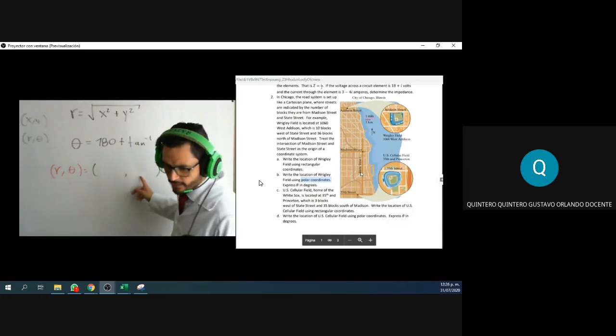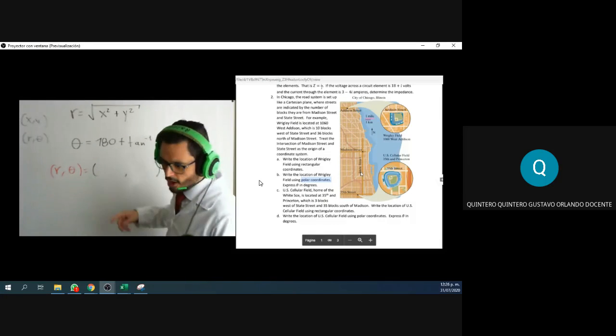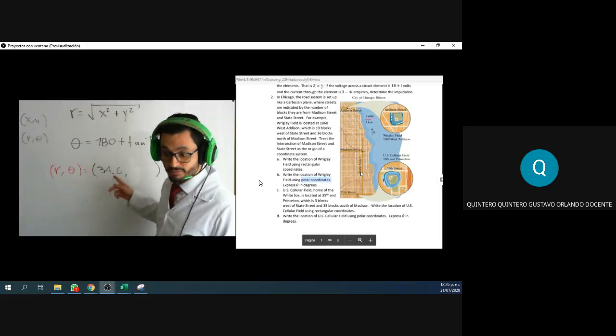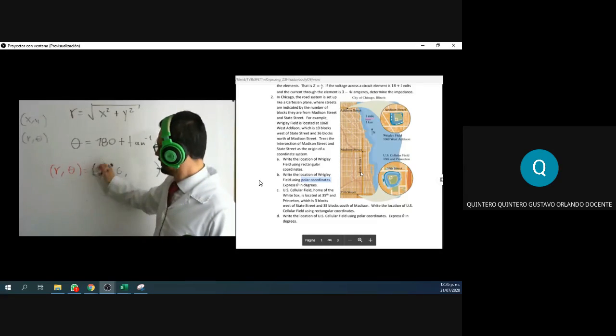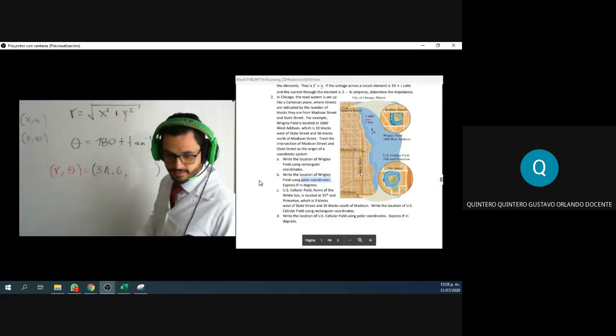Okay, Vale Moreno, 34.6. What is that, Vale? Is that the R or the theta? R. Okay, so 34.6. Vale, quick question, did you round? Is this a 6 or was this a 5 or a 7? Did you round? 34.6.